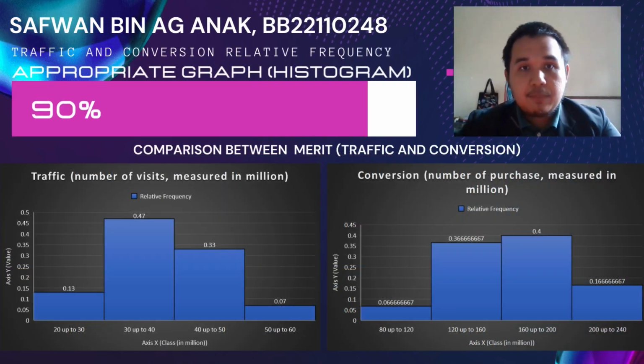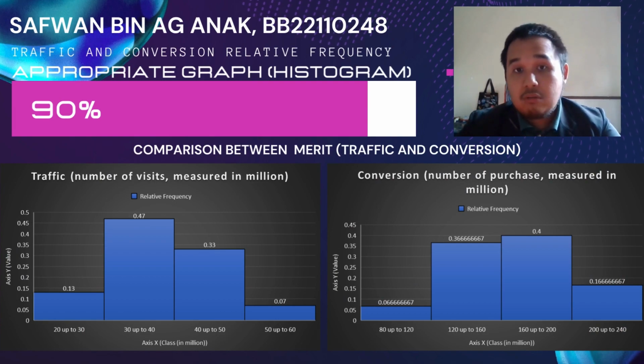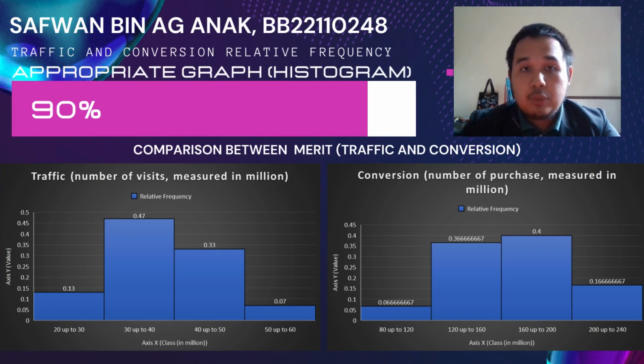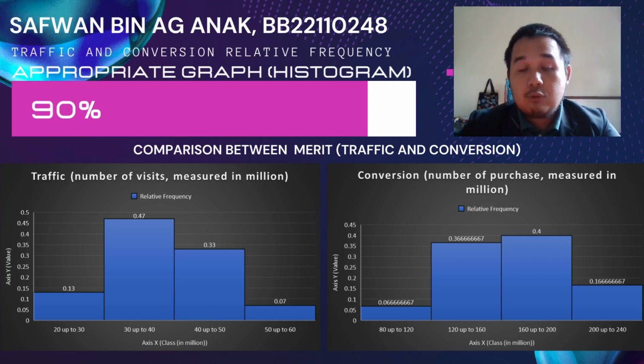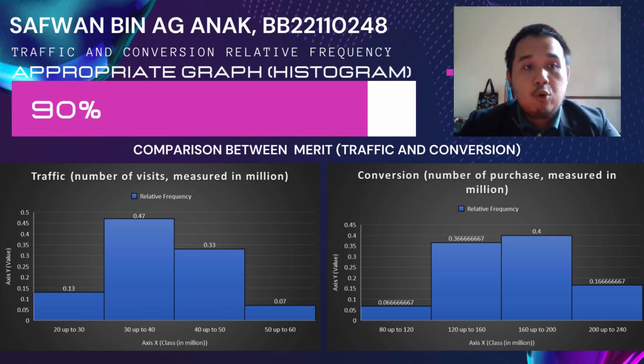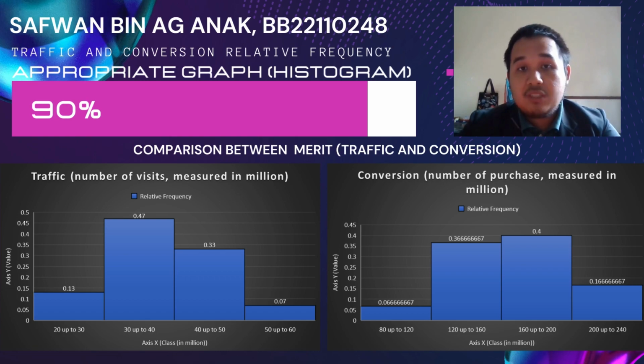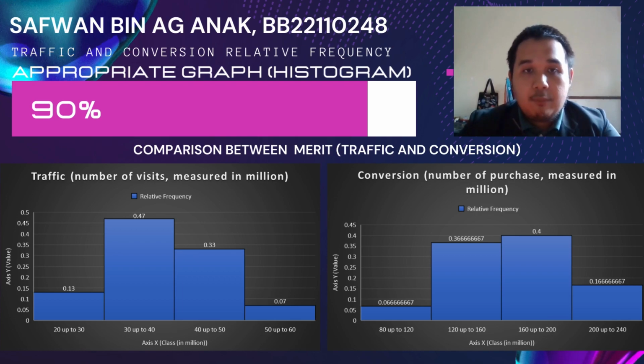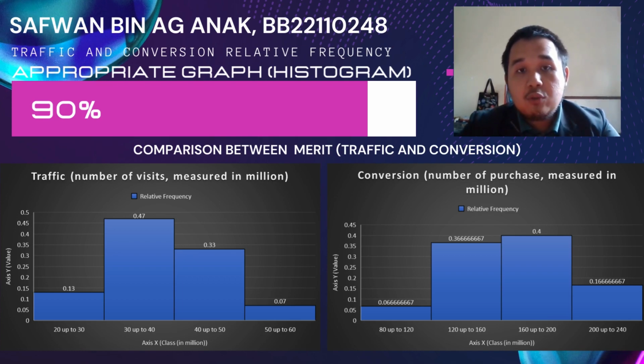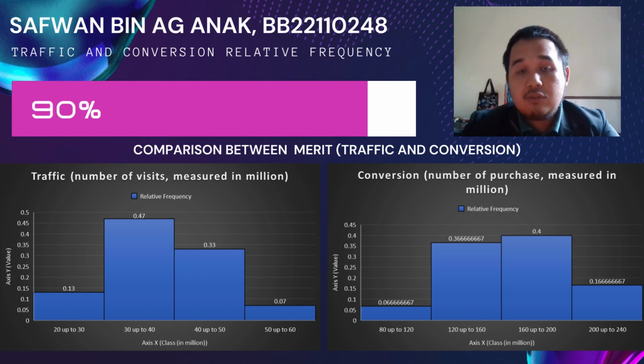Okay. The next part is the graph. We choose the histogram to make a comparison between relative frequency for traffic and conversion. For traffic, we can see the graph is positively skewed. Meanwhile, for conversion, we can see the graph is negatively skewed. We also can see the value difference, with the traffic slightly more than the conversion.